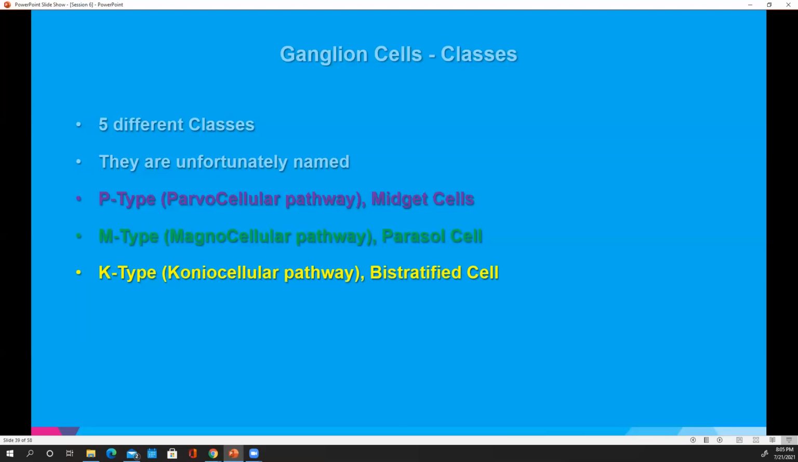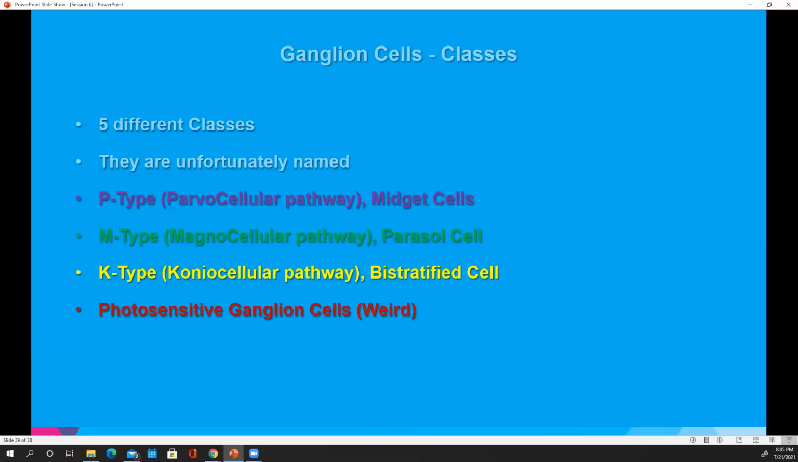But this guy has what's called the bistratified cell. Sound familiar? This guy's ganglion cell is that bistratified weirdo. But remember, we are talking about ganglion cells. We are not talking about bipolar cells, albeit the bistratified bipolar cell is connecting to this as well most of the time. But I'm just trying to explain, this is a ganglion cell. The ganglion cell is bistratified. It's the K-type coniocellular pathway. So you've got these 3 pathways. You're going to be hammered over the head about this. It is what it is.